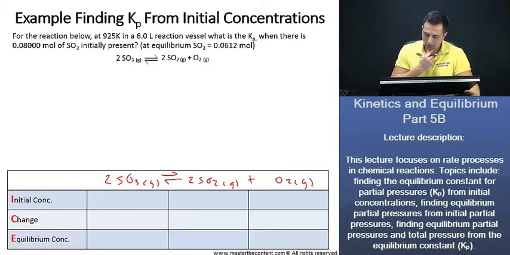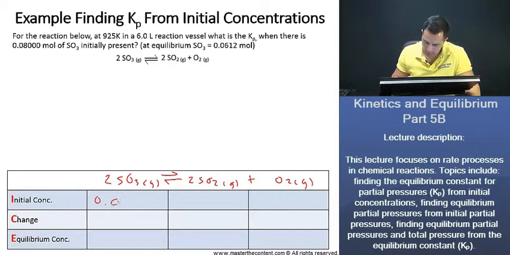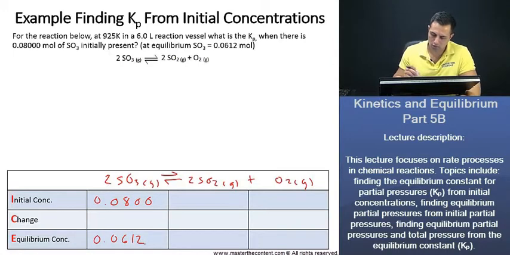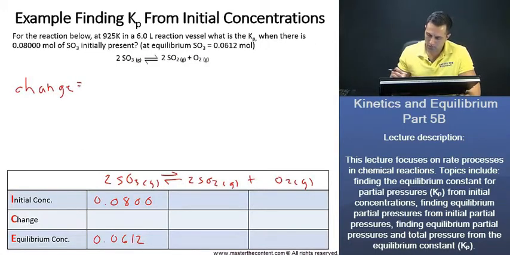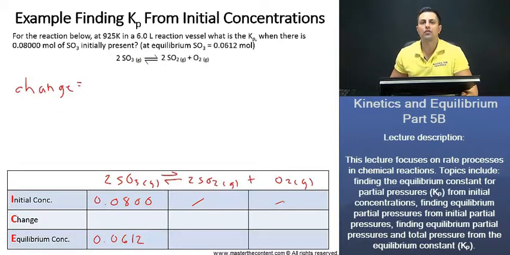Okay, great. So our initial amount of sulfur trioxide, they tell us, is going to be 0.0800. And we also know the amount of sulfur trioxide present at equilibrium. That's going to be 0.0612. Now, how do we find the change? Also, we don't really have any sulfur dioxide or oxygen present initially.